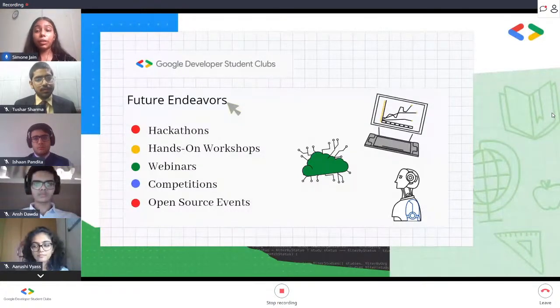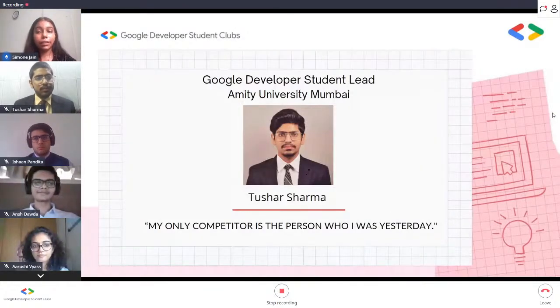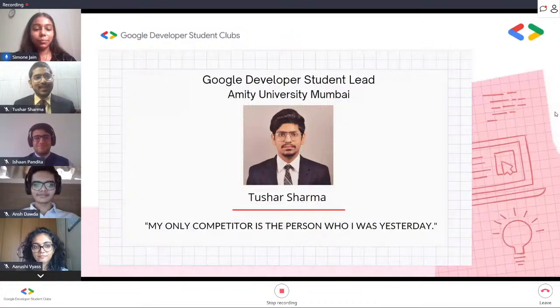So you might be wondering, who initiated the GDSC of ours, isn't it? I present to you Mr. Tushar Sharma, our very own GDSC lead and tech expert, with a love for coding and helping others to learn code in a fun way. I would like to quote Tushar's favorite saying: teamwork is the secret that makes common people achieve uncommon results. That's interesting, right? Over to you, Tushar.